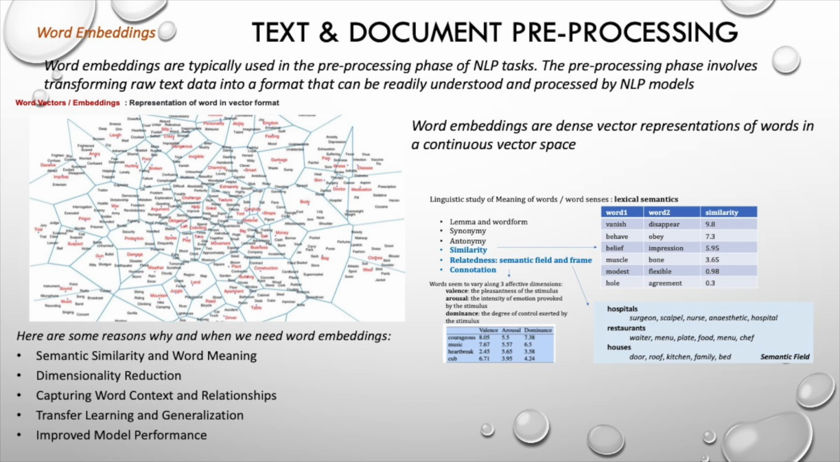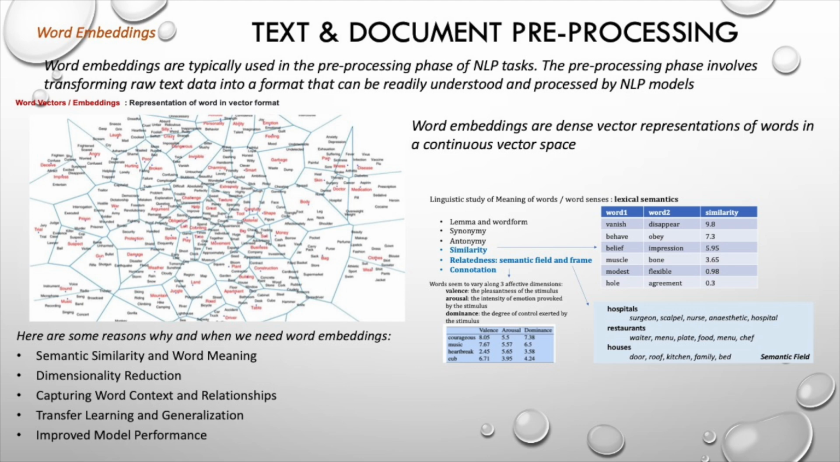Capturing word context and relationships. Word embeddings are trained using large amounts of text data, which allows them to capture word co-occurrence patterns and context. Words that often appear together or in similar contexts tend to have similar vector representations. This contextual information is useful in various NLP tasks such as sentiment analysis, named entity recognition, and machine translation, where understanding the relationship between words and their context is crucial.